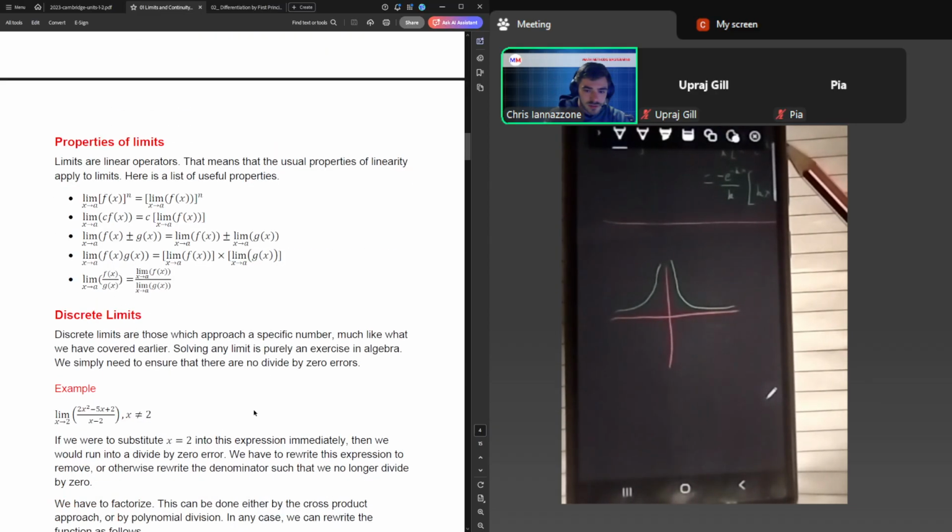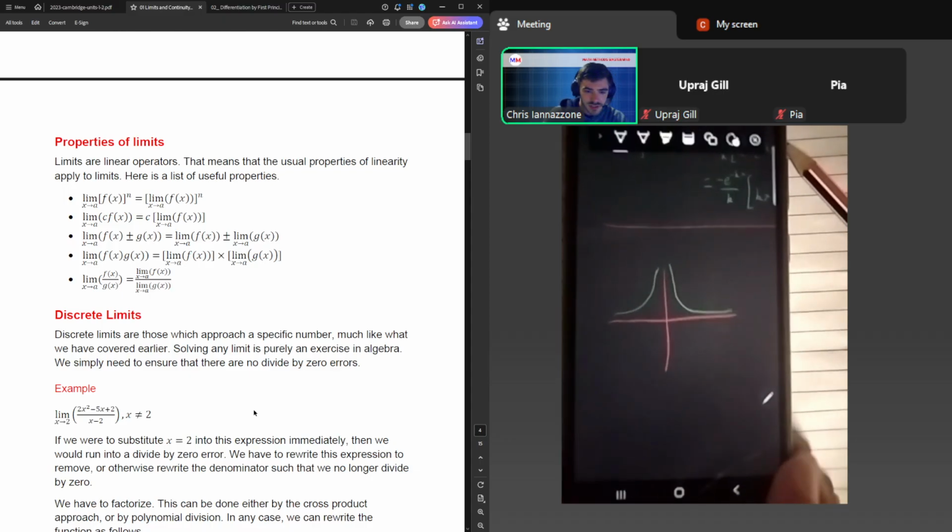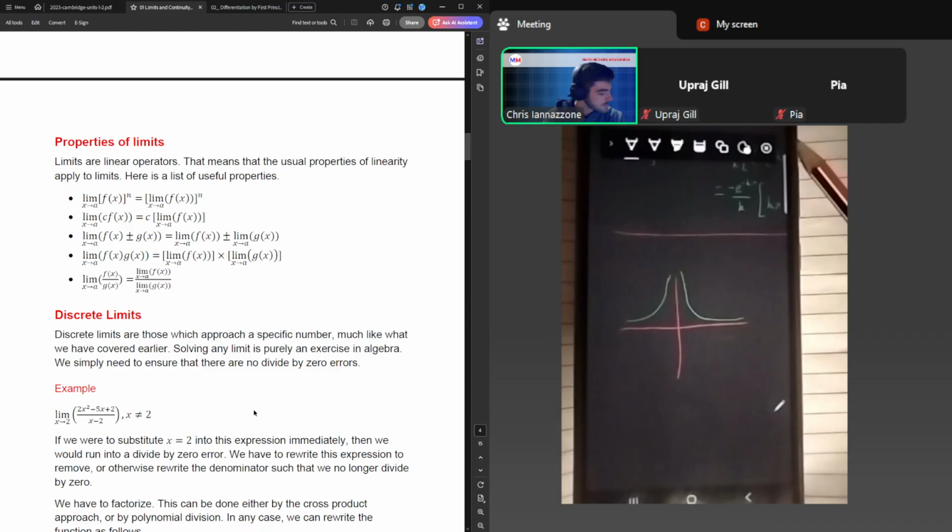Fair enough so far. Is there anything I should clarify about that? Chris, does that mean something like, as you said, a truncus doesn't have a limit? Yeah, correct. The limit does not exist.